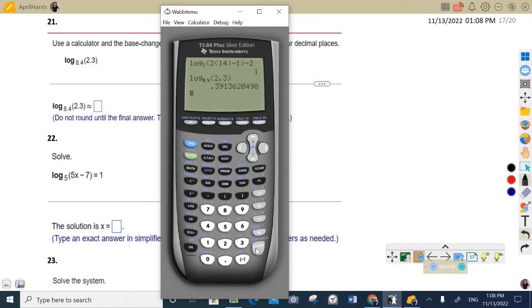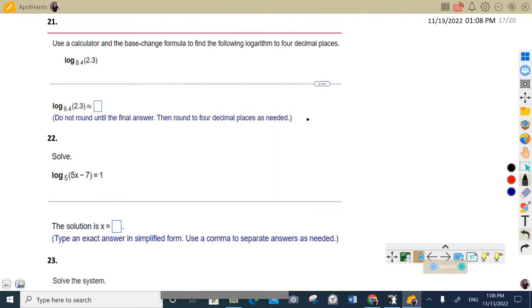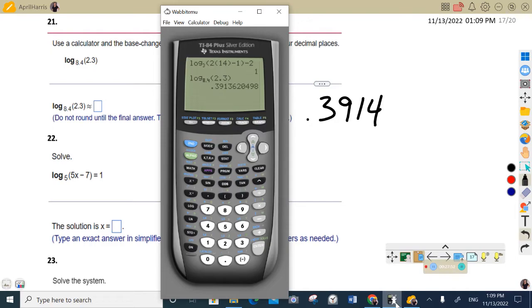So if you're rounding to 4 decimal places, the 3 is where we're rounding to, so you look at the number to the right, and it's 5 or bigger, so we're going to round up. So it's going to be 0.3914. Let me double check that. 0.3914. That's right.